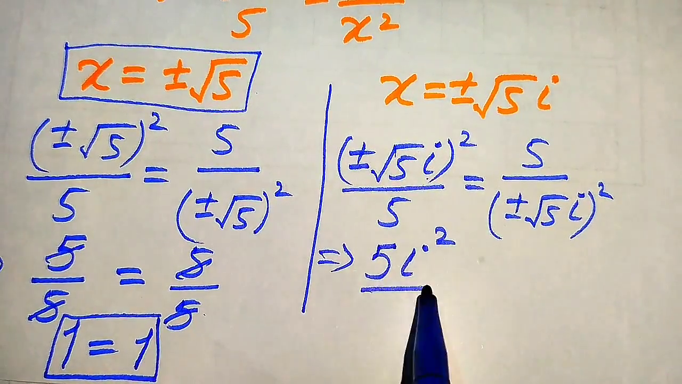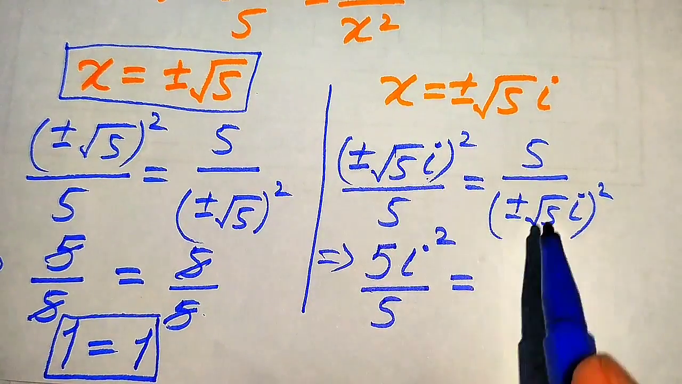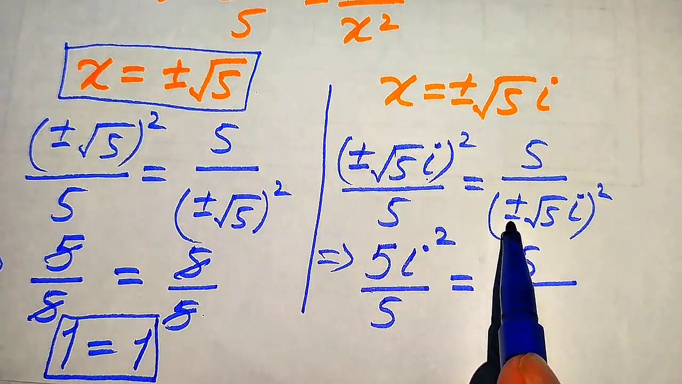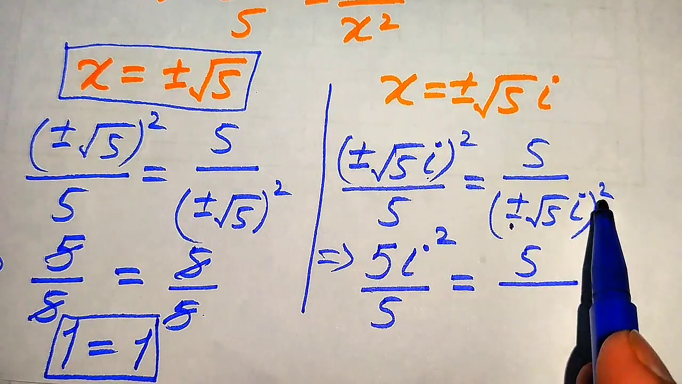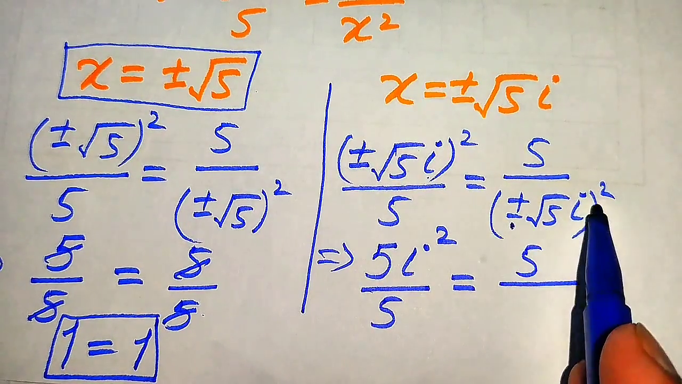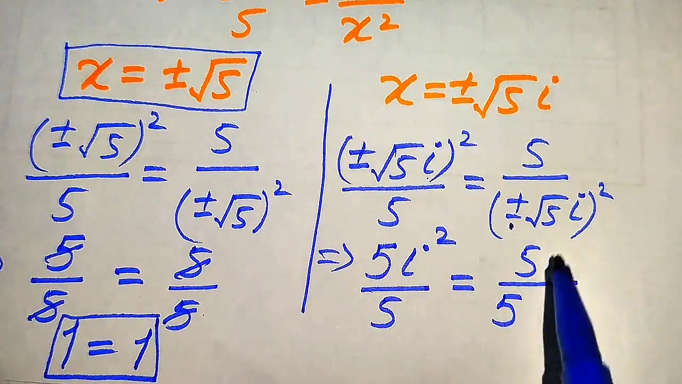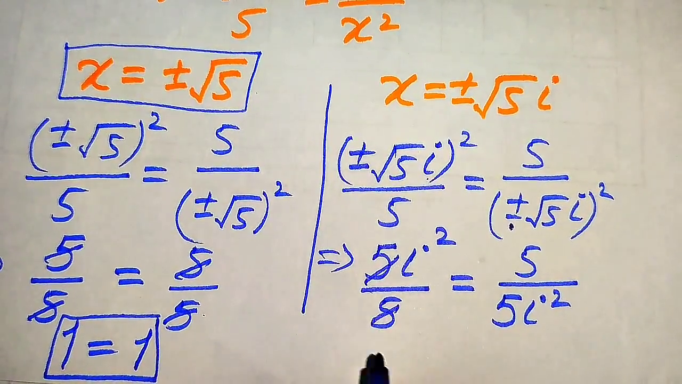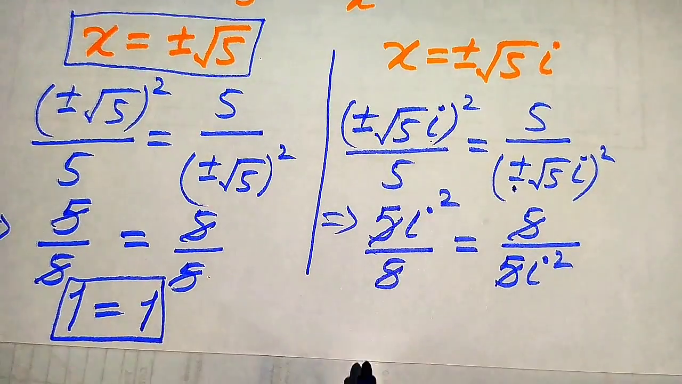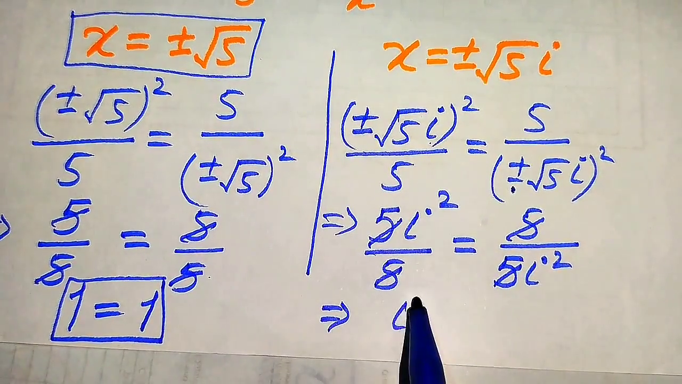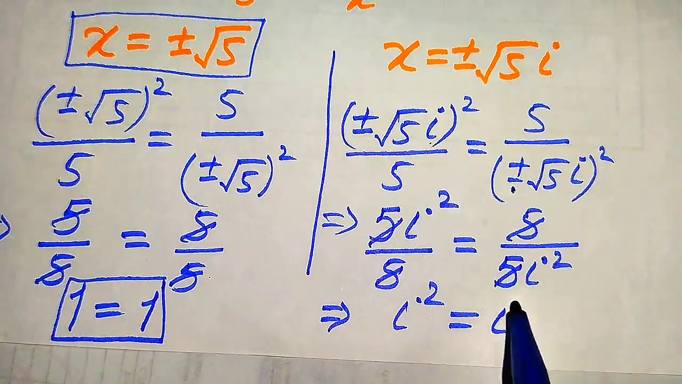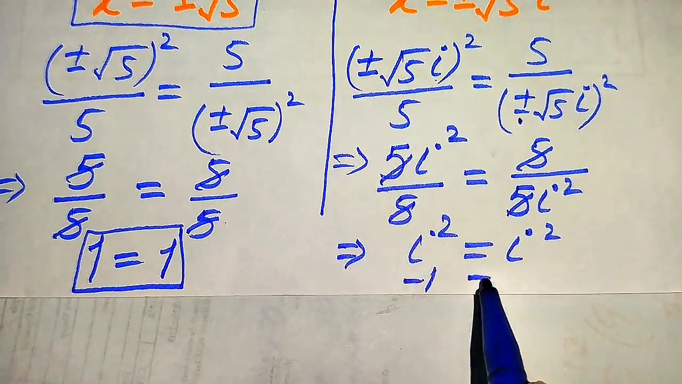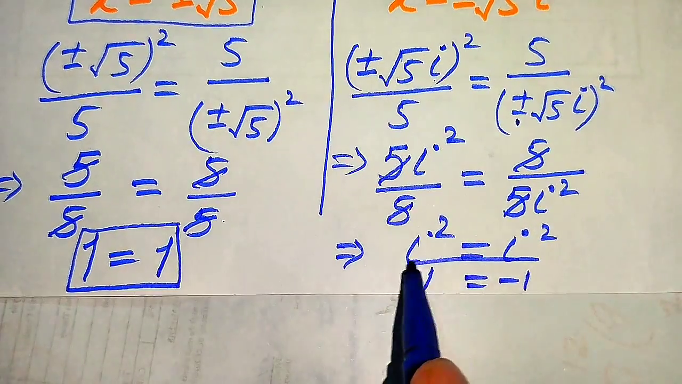This is iota square divided by 5 is equal to, here we have 5 divided by, this negative sign becomes positive after taking the square, and this square root of 5 becomes only 5, and the iota square becomes iota square. So this 5 and this 5 are gone, this 5 and this 5 are also gone, and you get here iota square is equal to iota square. But in other words, we know that iota square is equal to minus 1 is equal to minus 1.